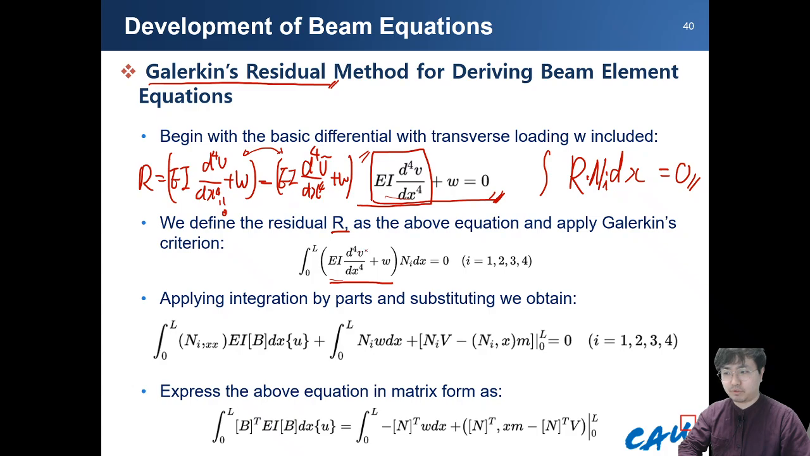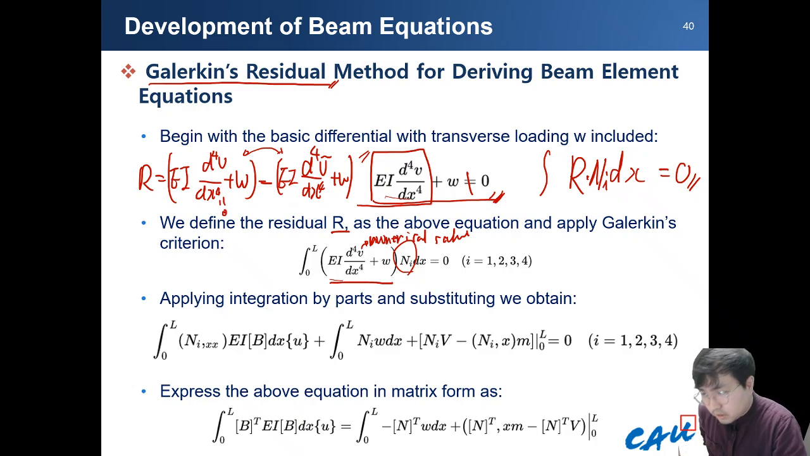If V is the exact solution, the total inside must become equal to 0. However, this V is a numerical solution, so over the whole domain it cannot equal 0. So to reduce the difference or error, we are going to use the Galerkin residual method, using an arbitrary function of the shape function here. So how can you use it? In the previous slide, what is the V?